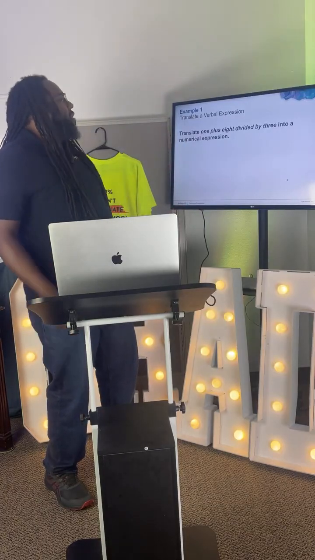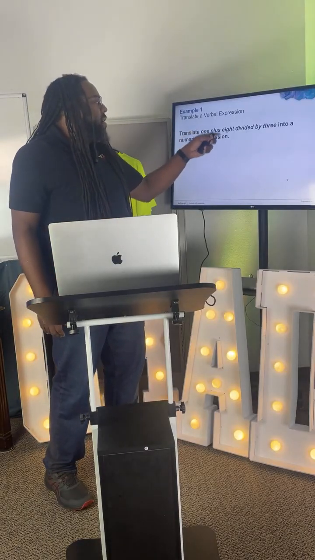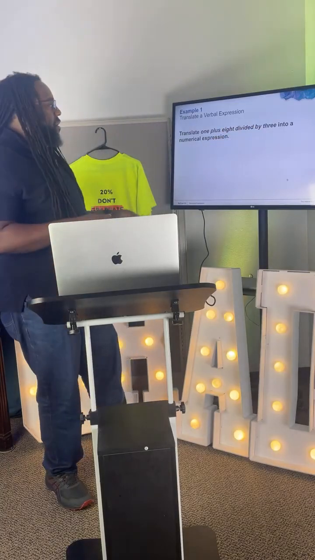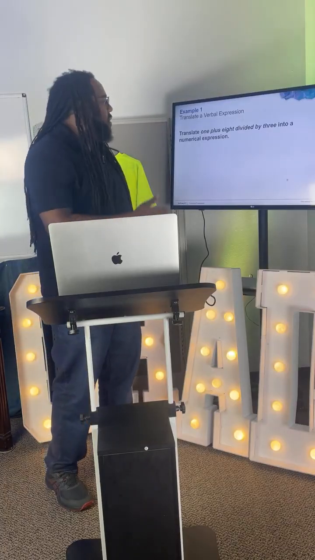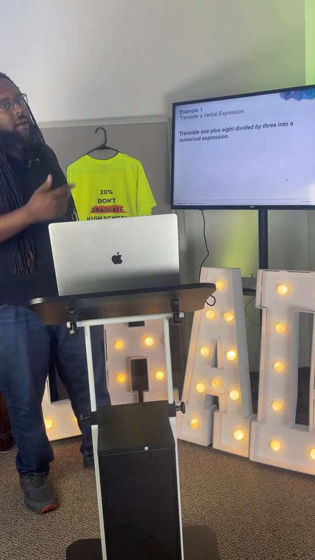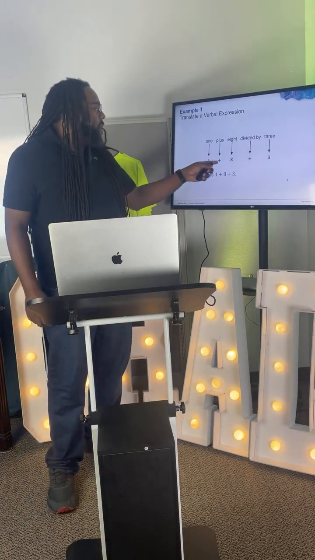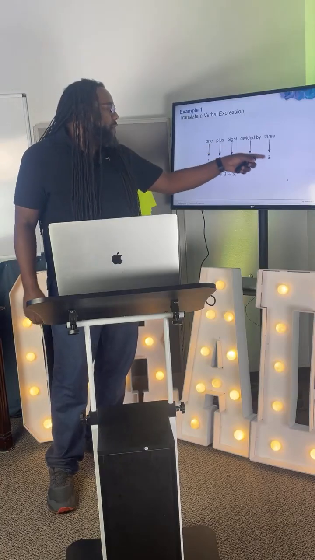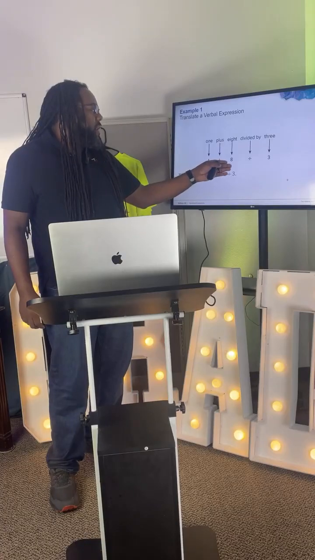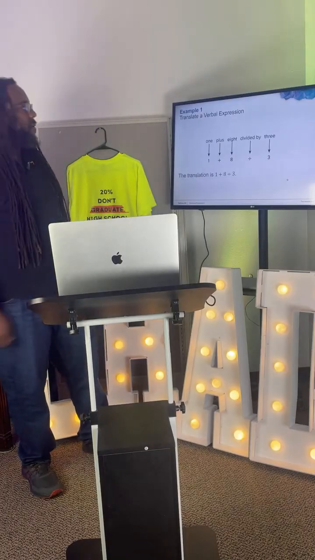All right, let's practice translating some of these. Translate 1 plus 8 divided by 3 into a numerical expression. I'll give you a little bit of time so you can pause and go ahead and do that on your own. And then let's move on. And you can see that 1 plus 8 divided by 3 is represented like this. And so you have the 1 with the plus sign and 8, and then the division sign and 3. Very straightforward.